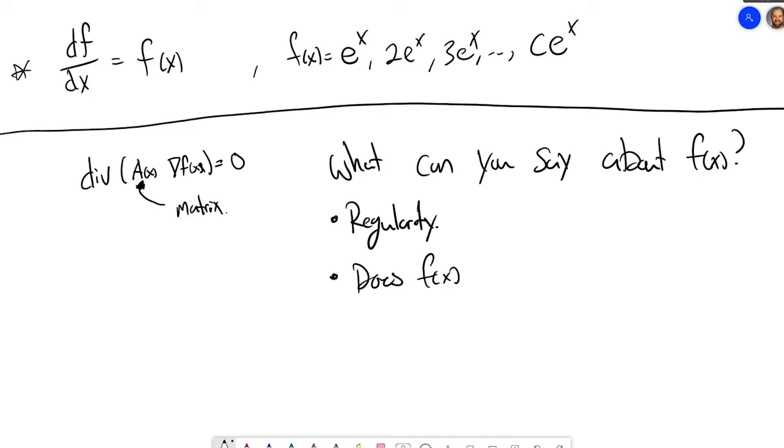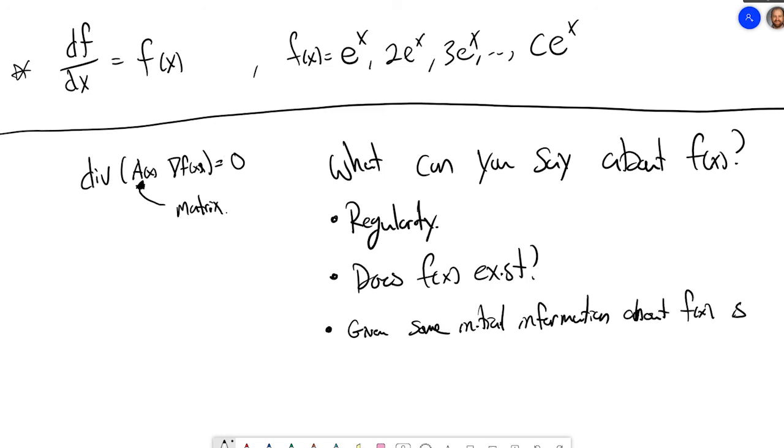Does f of x exist? Does it exist at all? Is there a solution to this equation? That's called the existence question, which is one of the primary questions you would ask when first studying a PDE. The last one here is, given some initial information, usually we call this an initial condition, but given some initial information about f of x, is the solution unique? So really these two questions together are the big existence and uniqueness question, which is sort of the first thing you would want to study or want to answer when talking about a differential equation.